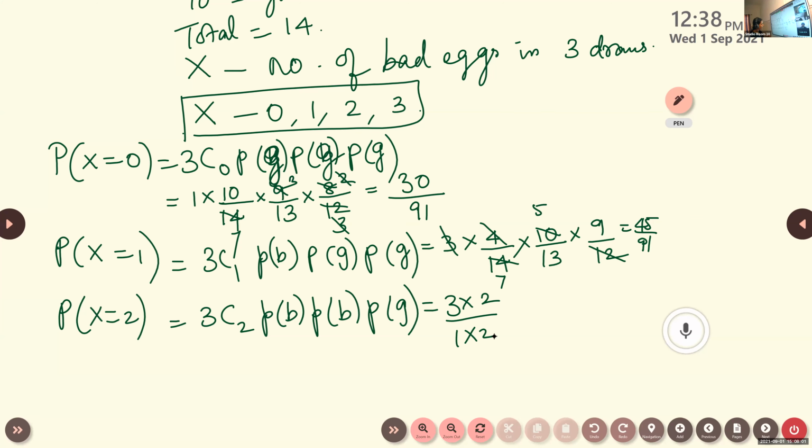Are you having the formula booklet with you? From the beginning, I used to say, keep your formula booklets. Learn the formulas you have learned in 11th standard. Everything we need here. So it is 3 into 2 by 1 into 2.